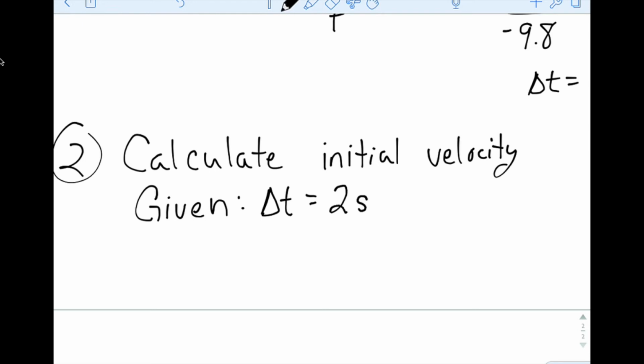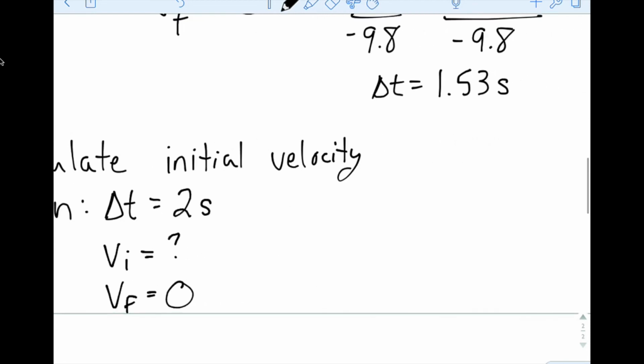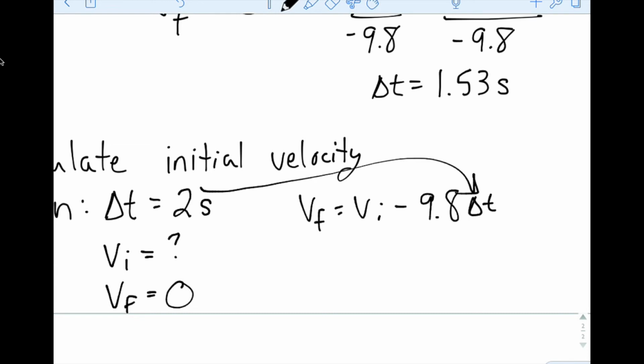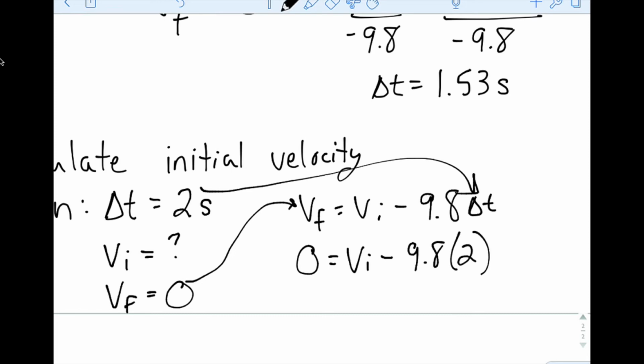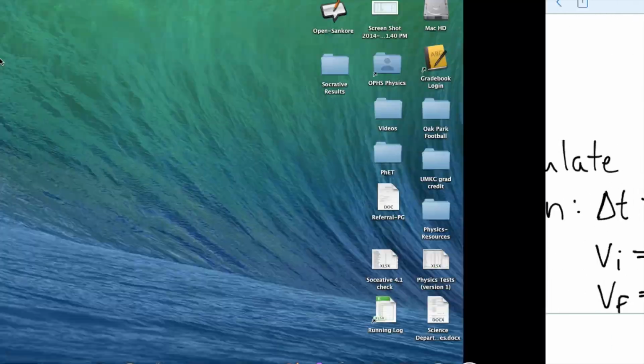Okay, well now this is easy, because VI becomes my question mark and VF is still 0. So I can take the exact same equation. I can say that VF equals VI minus 9.8 delta t, and now I'm just going to plug in my delta t. So I'm going to plug in 2 there, I'm going to plug in 0 there, and now I'm going to end up with 0 equals VI minus 9.8 times 2.